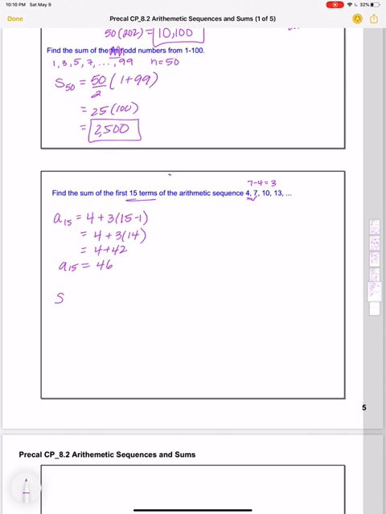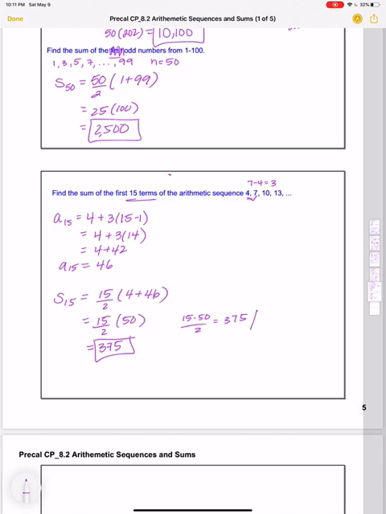So the sum of the first 15 terms: how many numbers? 15 divided by 2 times 4 plus 46. So 15 over 2 times 50. You can also do that in your calculator: 15 divided by 2, enter, times 50, enter, 375. Or you can do 15 times 50 and then divide that by 2 and you get 375.